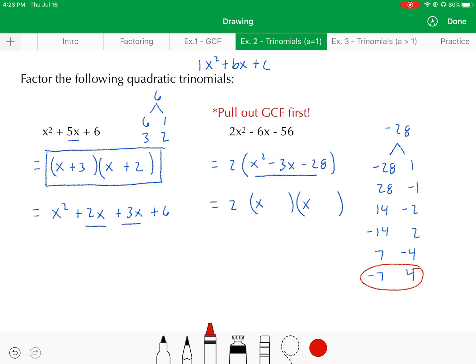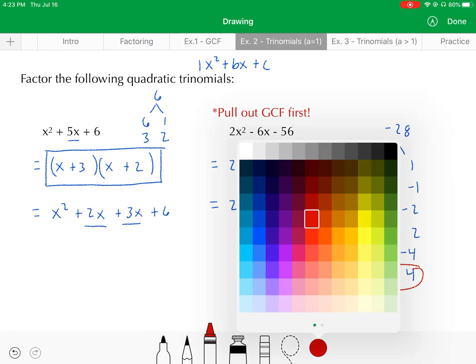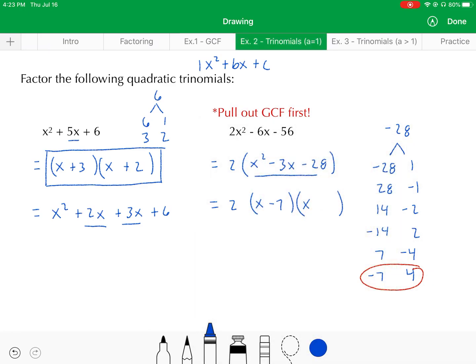So test the closer ones first. So I'm going to put minus 7 there, positive 4 there. And if I were to multiply x minus 7 with x plus 4 out, that would give me x squared plus 4x minus 7x minus 28. Notice how those outside and inside parts take me back to the negative 3x there. So this should, in fact, be my final factored form. Okay.